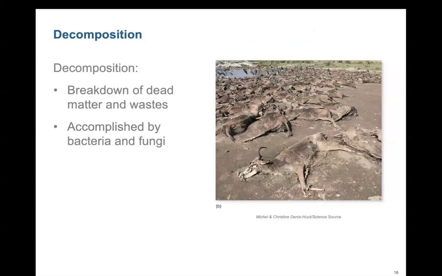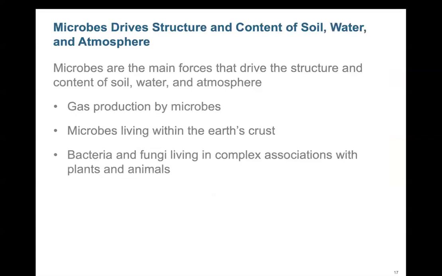Microbes also play a very important role in decomposition. These are going to be your heterotrophs, where they break down organic material. This would be the breakdown of dead matter and waste products, and it's accomplished by bacteria and fungi. Microbes are also the main forces that drive the structure and content of soil, water, and atmosphere. You get gas production by microbes, microbes that are living within the Earth's crust, and bacteria and fungi living in complex associations with plants and animals.